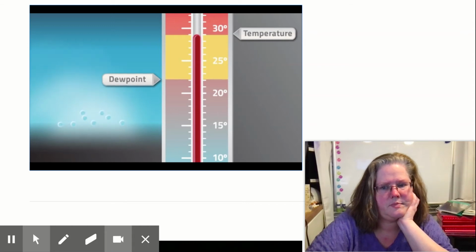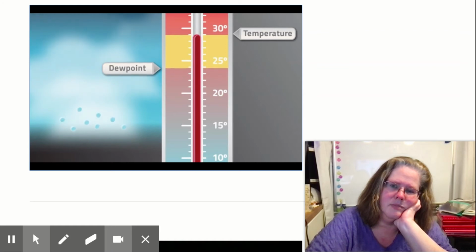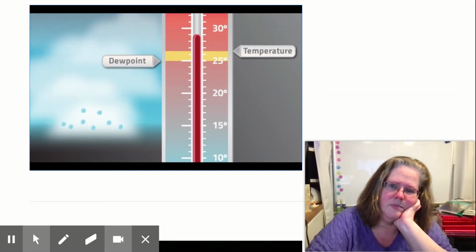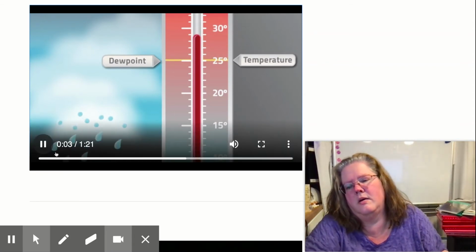The higher the dew point, the more water vapor. As the gap between the temperature and dew point shrinks to within a few degrees, water vapor in the air begins to condense, becoming visible. When the gap closes entirely, if enough moisture is present, it becomes precipitation.